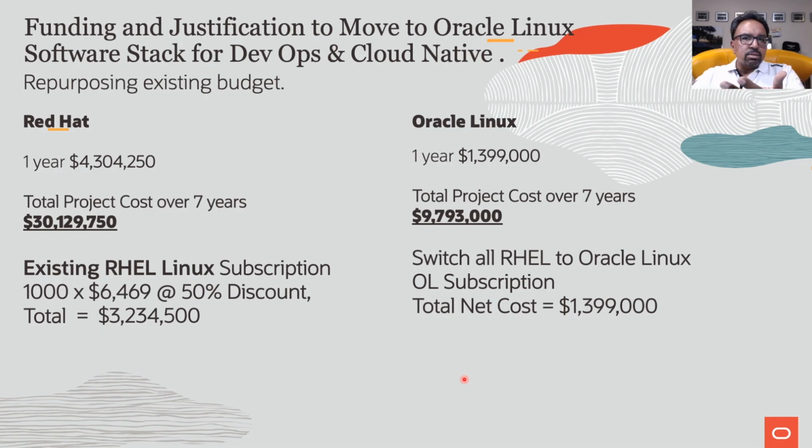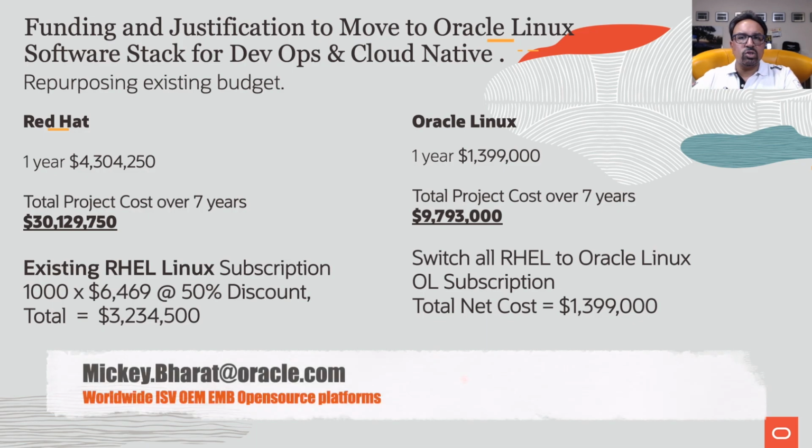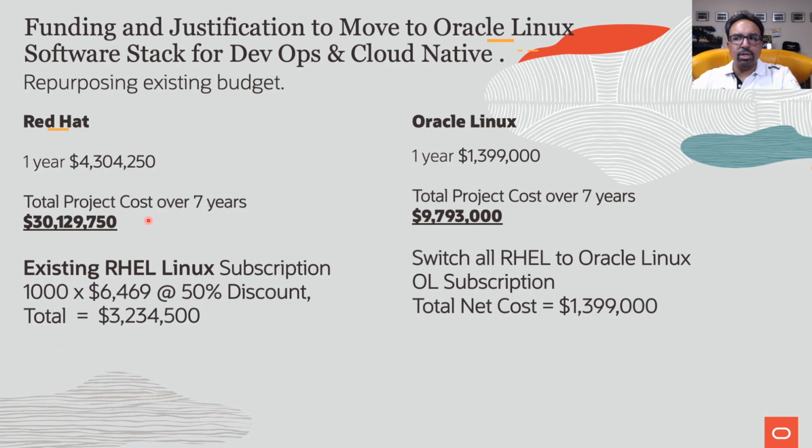So the next thing is, how do you pay for this? If I take Red Hat, I take Amazon, I take Google, you're going to need to buy something on top of what you've already been spending. So your budget that you've got today has to increase from somewhere. In this case, Red Hat's at $4.3 million, total project cost at $30.129 million. You're going to actually have to find that money. If this was Amazon, you're going to have to find the money. If this is Google, you're going to have to find the money.